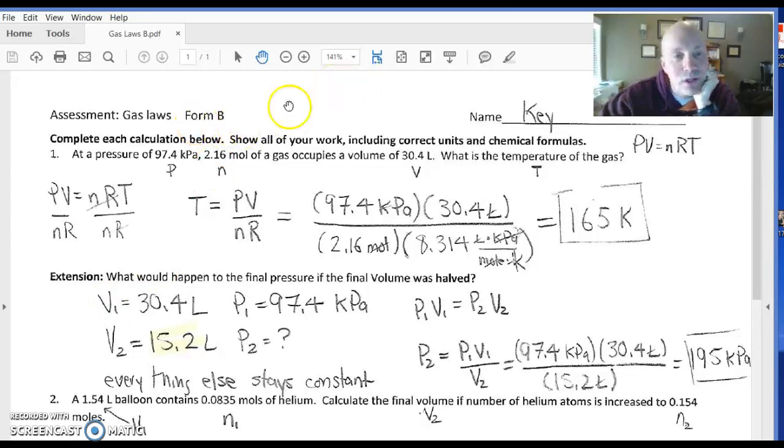Okay, this is version B of the quiz. All right, so first question, at a pressure of 97.4 kPa, this many moles of gas occupies the volume of this many liters. What's the temperature of the gas?